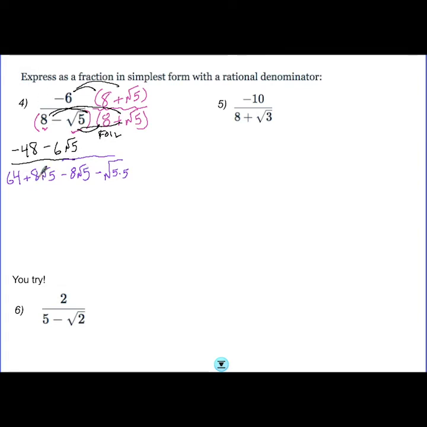So what happens here is these are opposites. 8 root 5 minus 8 root 5, they go away. And this one is the square root of 5 squared, which is square root of 25. And we know the square root of 25 is 5. So this is minus 5. This middle goes away. So the bottom number is 64 minus 5, which in this case is 59. So the top, let's just rewrite it. Top is minus 48 minus 6 root 5 all over 59.